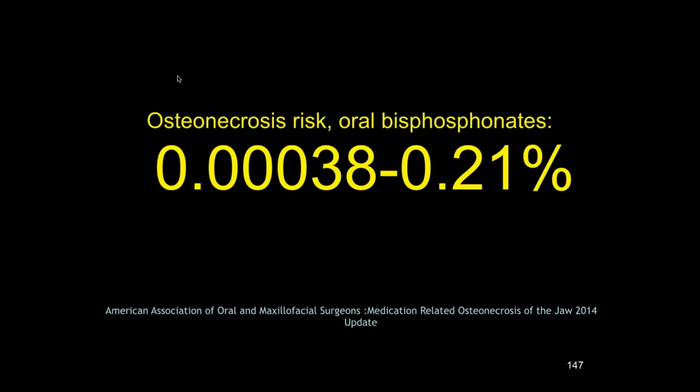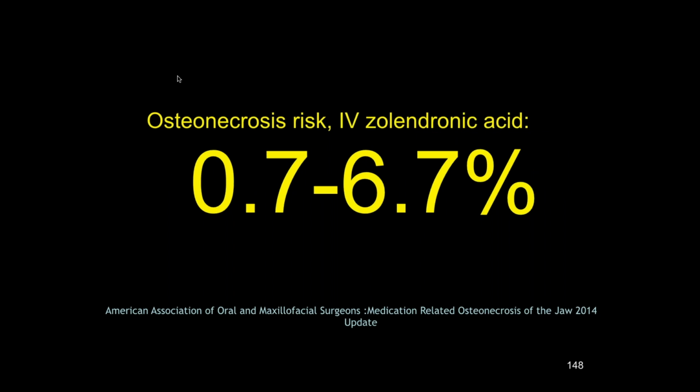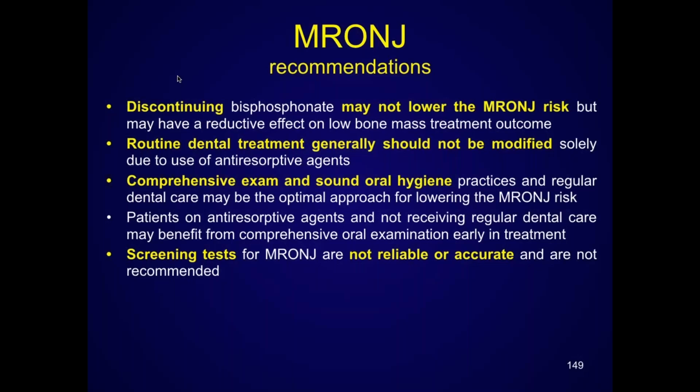Really low rates for oral bisphosphonates for osteonecrosis. The IVs, I've seen numbers as high as 25% now, so much higher. And then things like denosumab are about 2%. So what is the recommendation? Because that's what it's all about.